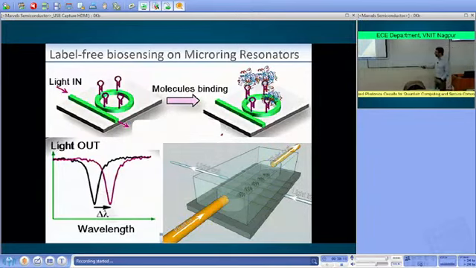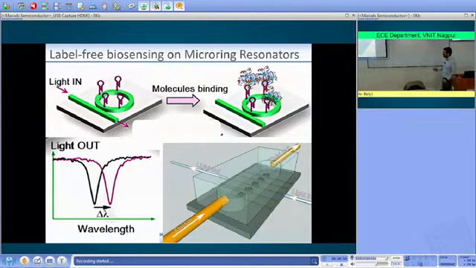So the idea is very simple. We have our microring resonator, whose surface has been functionalized by using some active molecule that is able to bind the kind of analyte that we want to detect. And then following the binding of this molecule, we measure the shift in the resonance frequency. And by measuring the shift in the resonance frequency, we are able to quantify how many of those analytes have been bound. So this is the concept, and this is the kind of device that one has to build.